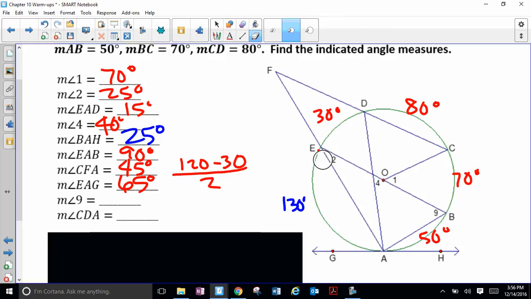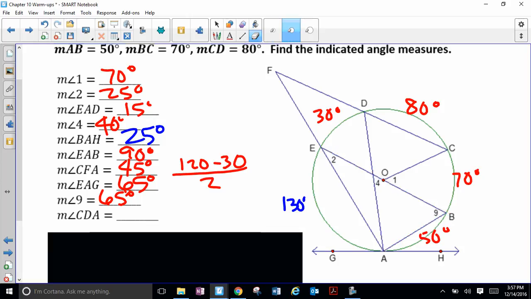Then we have angle 9. Vertex is on the circle. If you follow it, it also goes with that 130. So the vertex is on the circle. 130 divided by 2 is 65 degrees again. So remember, when two inscribed angles have the same arc in common, then that means that they're congruent angles.